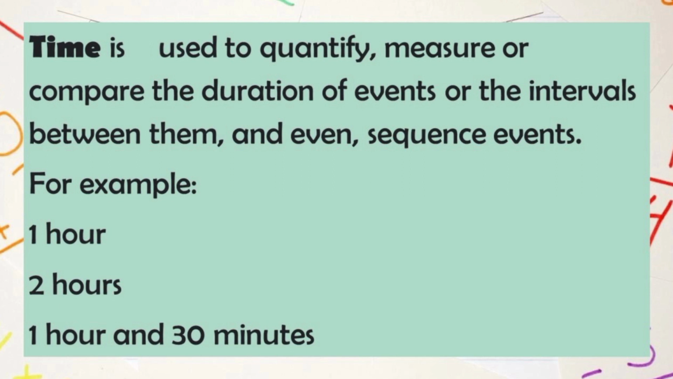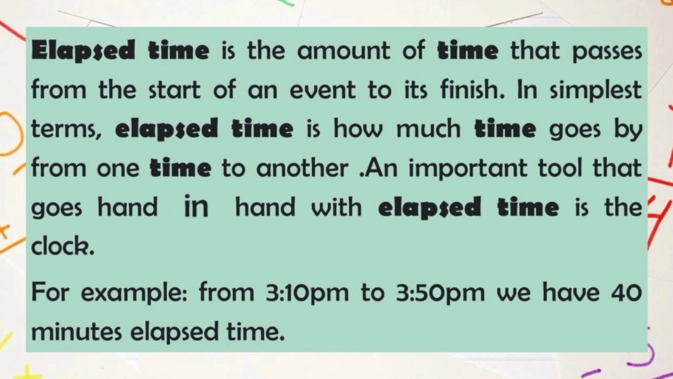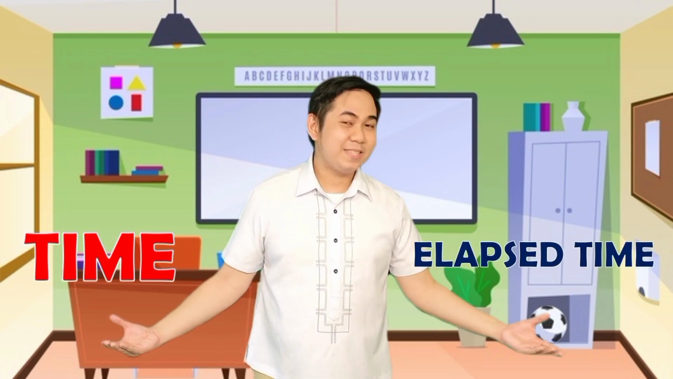How about the elapsed time? Elapsed time is the amount of time that passes from the start of an event to its finish. In simplest terms, elapsed time is how much time goes by from one time to another. An important tool that goes hand in hand with elapsed time is the clock. Let's say from 3:10 to 3:50, we have 40 minutes elapsed time. You will learn more about time and elapsed time during our discussion.